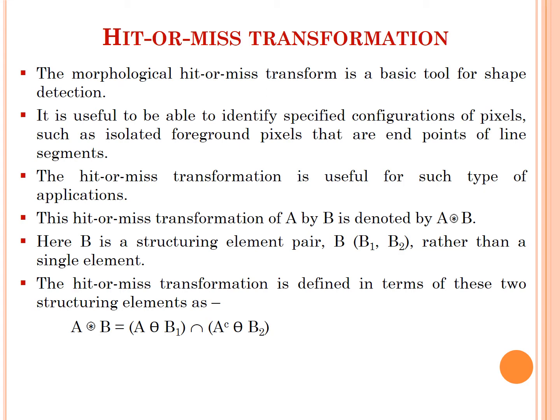Here, B is the structuring element pair, that is, B is the set of two structuring elements, B1 and B2, rather than a single element. The hit or miss transformation is defined in terms of two structuring elements as the intersection of erosion of A by B1 and erosion of A complement by B2.